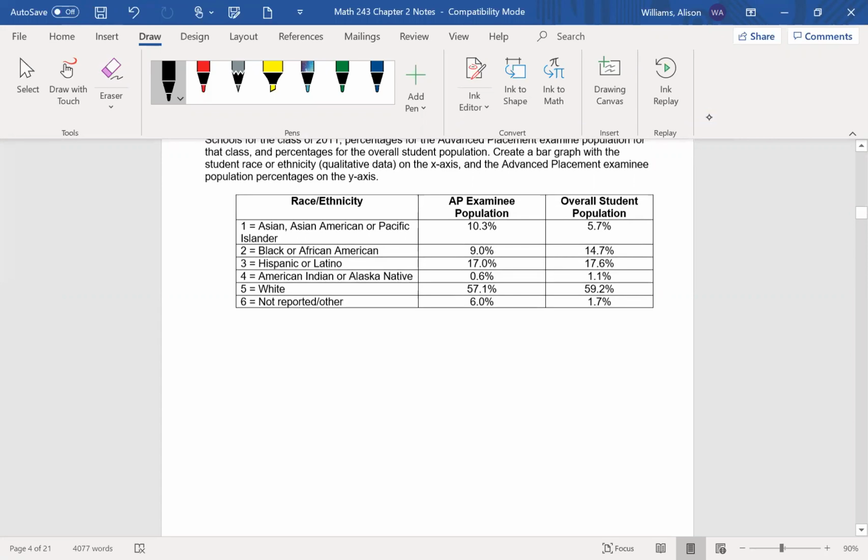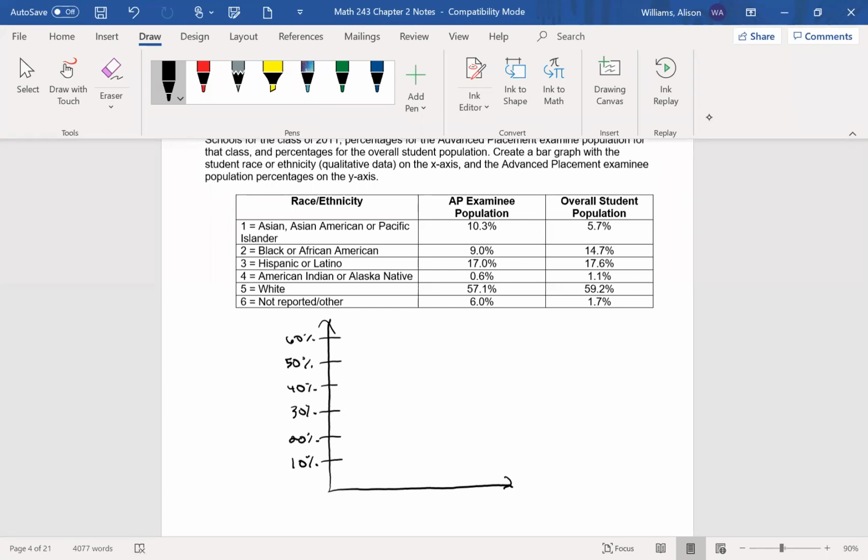So for the y-axis, since I'm using the advanced placement percentages, I see that the highest percent is 57.1. So I'm going to probably just go by tens. And I'll put percentages. But I could label it when I put my labels on the axes. I could just label it as a percent. I don't have to put the percentages there.